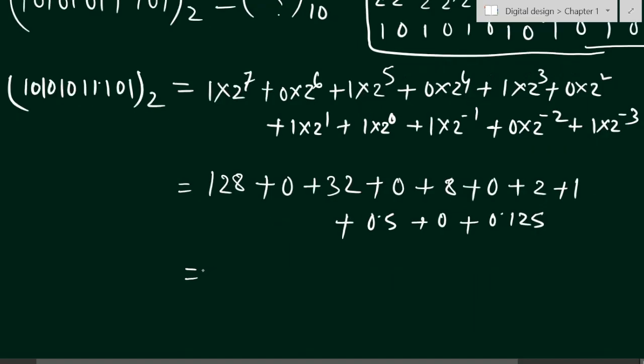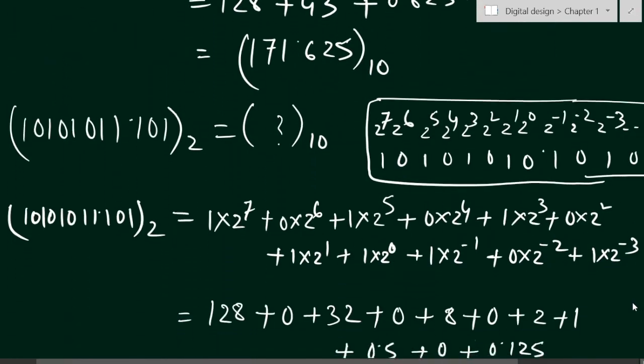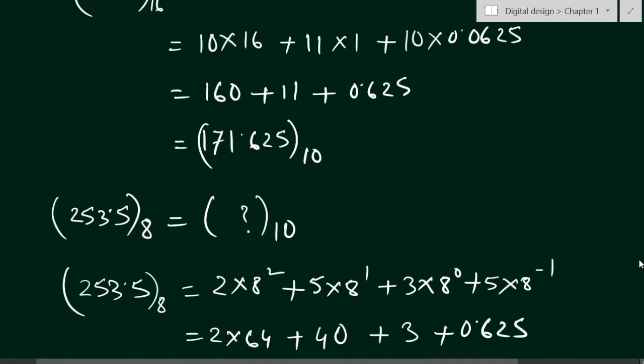So now we have to add these numbers. 128 plus 32 is 160. 160 plus 8 is 168. 168 plus 2 is 170. 170 plus 1 is 171. And for the fraction, 0.5 plus 0.125 gives 0.625 in the decimal number system. So we have got the same number in the decimal number system that we considered previously. That means we have now proved that these numbers are properly converted.